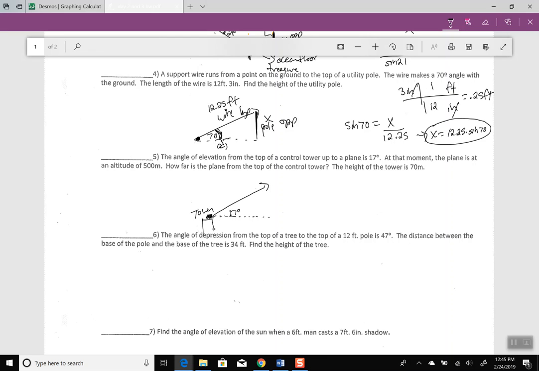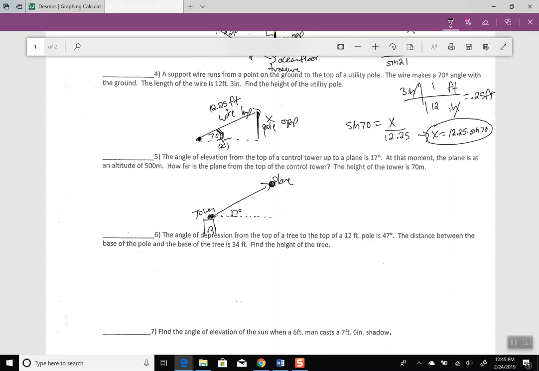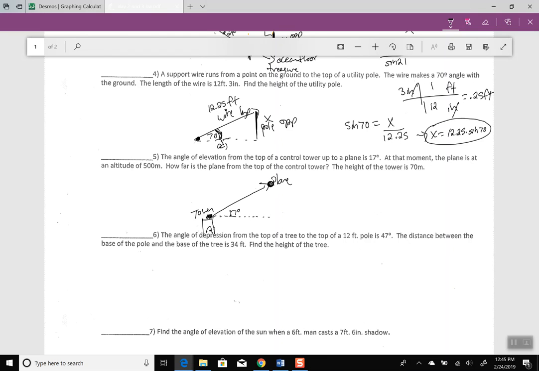So I have a tower, you can give it a door, and it goes up to a plane. So there's a plane up here. At that moment, the plane is at an altitude of 500 meters. So altitude just means you drop it straight down, but that means the entire height is 500 meters. So from the plane to the ground is 500. And it says, how far is the plane from the top of the control tower? So how far is this plane from the top of the control tower?